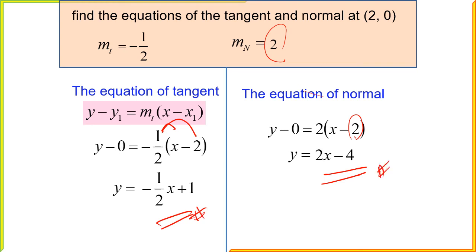Simple, right? So we just have to apply the differentiation to get the gradient. That's all. We get the dy/dx in terms of x and y. Just replace the x and y with the coordinates. That's all. So mt is equal directly to dy/dx, and then the gradient of the normal is negative 1 over the gradient of the tangent. Okay.